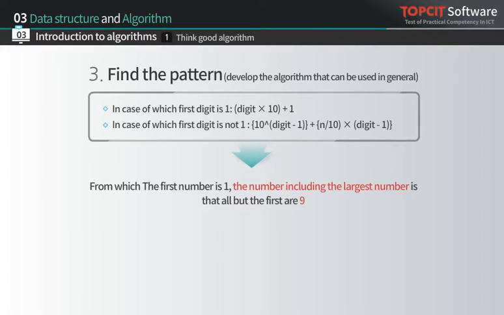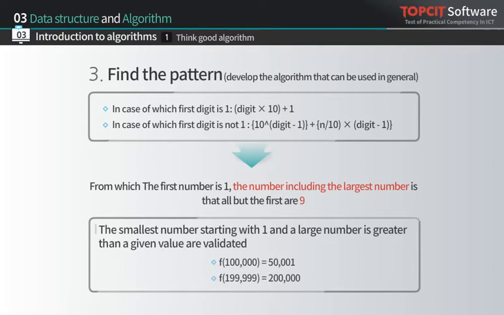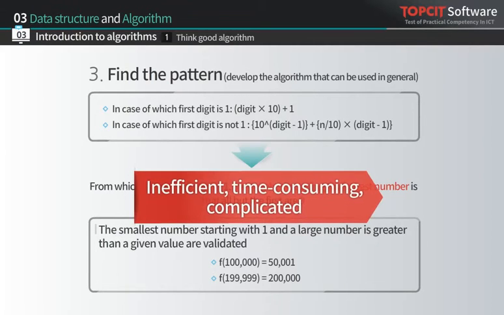We can set up an assumption here, in which the first number is 1. The number including the largest number is one where all digits but the first are 9. Therefore, without a need for validating all, the smallest number starting with 1 and a large number that is greater than a given value are validated and then calculated. Therefore, after applying the above formula 5 times, the number we want is confirmed to be in a position between 100,000 and 199,999. This approach does not seem to be very efficient compared to the second method.